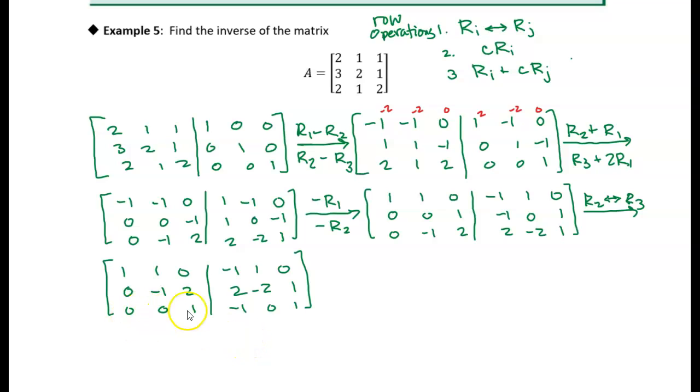I got row 3 the way I want it. Now, I'm going to continue working on column 2. I'm going to actually use the -1 in the middle here to zero out that first row, second column. So I think what I'll do is just take row 1 and add row 2. That would be an easy thing to do. And then I'd have the second column pretty much taken care of.